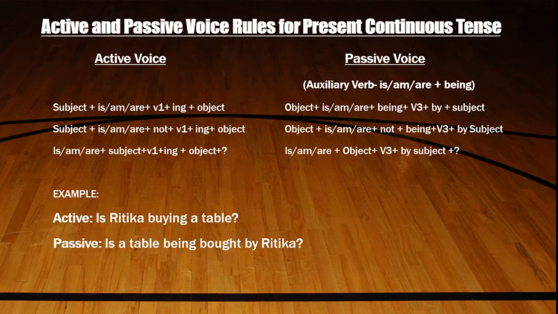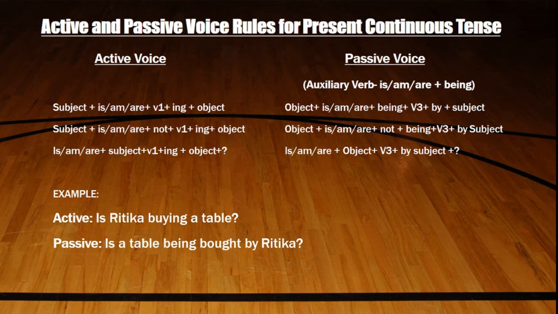So here we have what happens in the case of present continuous tense. Like I have said earlier, continuous has the ing form of the verb, right? So keeping that in mind, in passive voice you have the auxiliary verb is, am, are plus being. If you're adding being, you have all your queries, all your problems solved in the case of passive voice. So let's look at the first one.